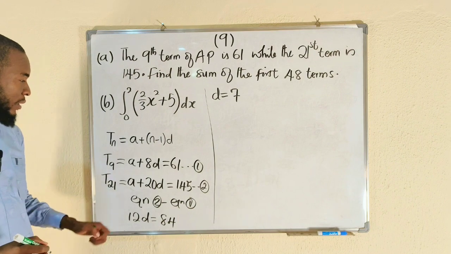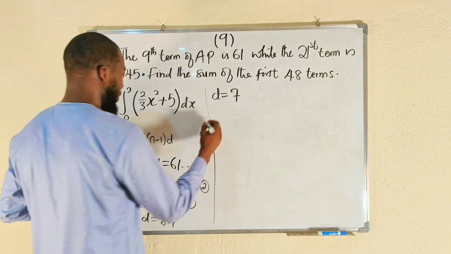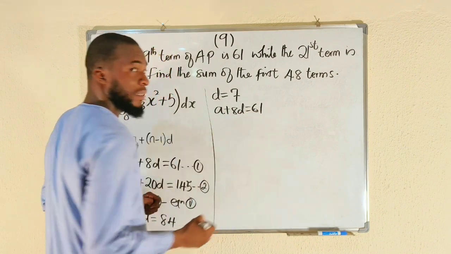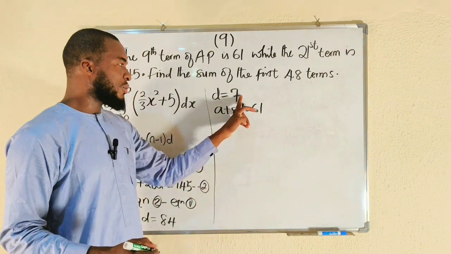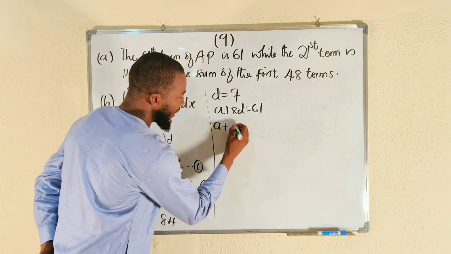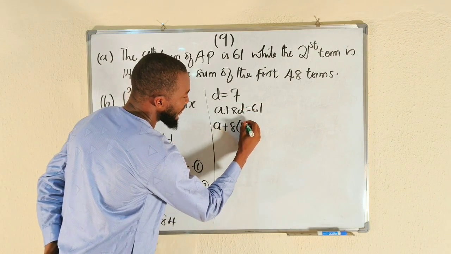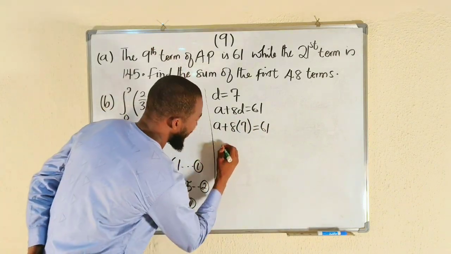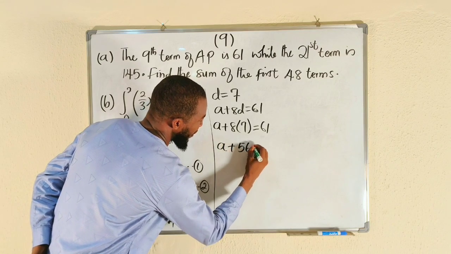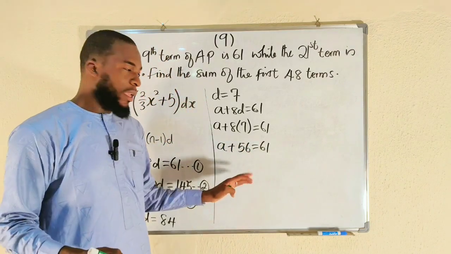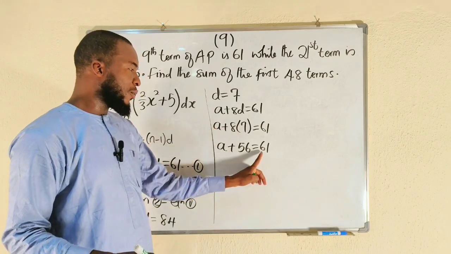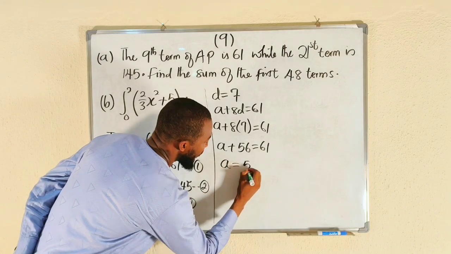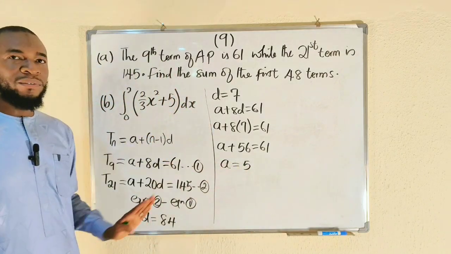Then we need to find a as well. We can use this equation: a plus 8d is equal to 61. Wherever we have d, we substitute 7. So this is a plus 8 multiplied by 7 equals 61. 8 multiplied by 7 is 56, so a plus 56 equals 61. To find a, we subtract 56 from both sides. Therefore, 61 minus 56 is 5. So a is equal to 5. So we have d and we have a.